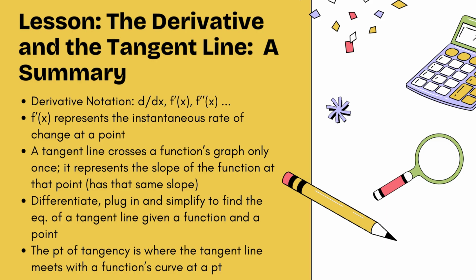And then we also discussed the concept of a tangent line, where a tangent line is a line that crosses a function's graph at a point, and it represents the slope of the function at that point. So it has the same slope as the function at that given point. So that is why its purpose is so important within calculus. And then again, some basic steps to find the equation of a tangent line given a function and a point that is within the graph of that function is to first differentiate the function provided, to find the slope of the tangent line.